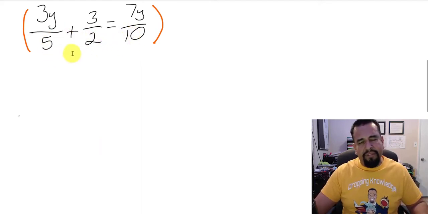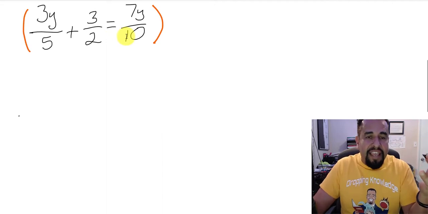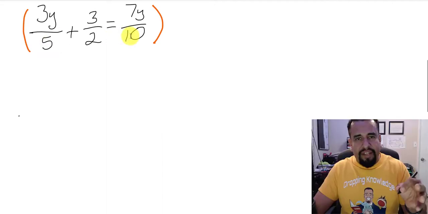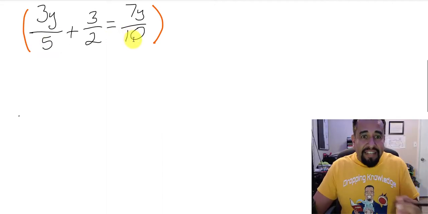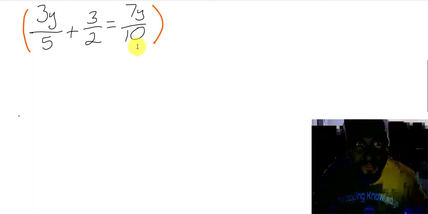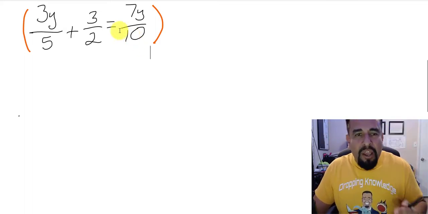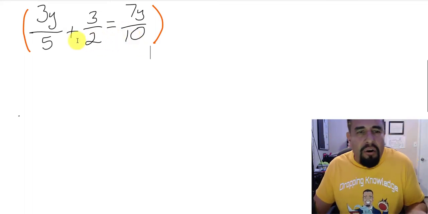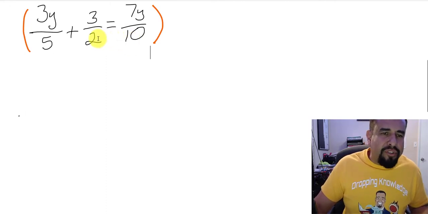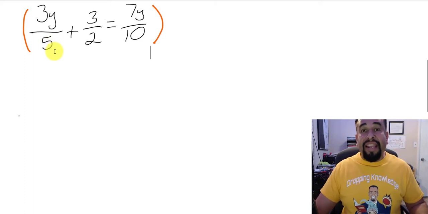10, 2, and 5. Well, can 2 go into 5 and can 2 go into 10 evenly? Yes, it can. Can 5 go into 10 evenly? Yes, it can. Can 10 go into 10 evenly? Yes, it can. So therefore, I'm going to use 10, right? Now, some people would say, oh, I'm just going to multiply them all and use it. So 10 times 2 is 20. 20 times 5 is 100. I'm going to multiply everything by 100. And guess what?